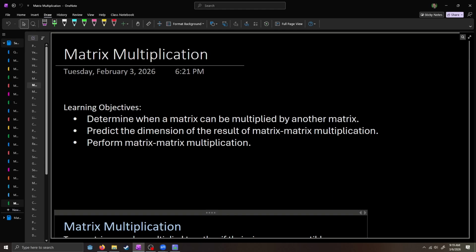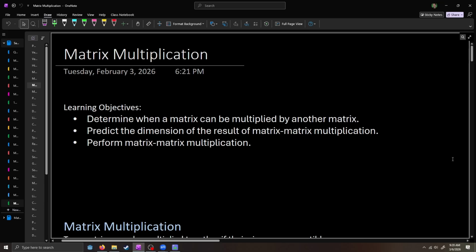So in the previous video, we talked about how to add, subtract, and scale matrices, how to calculate the transpose of a matrix, and how to calculate the determinant of a relatively small square matrix. Today we're going to talk about how to multiply one matrix by another matrix. And this is going to be one of the most important matrix operations that we are going to be using over and over again throughout this entire course.